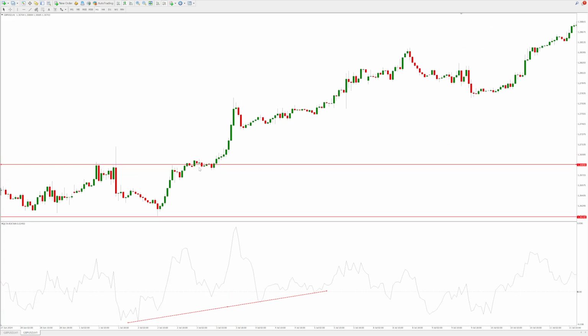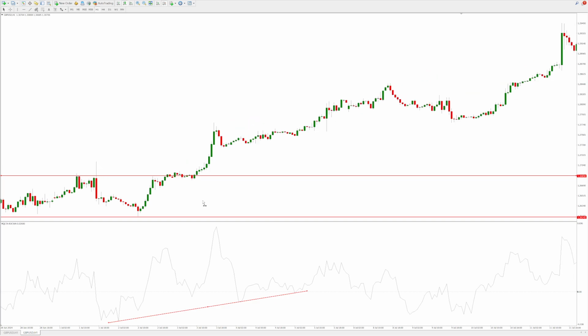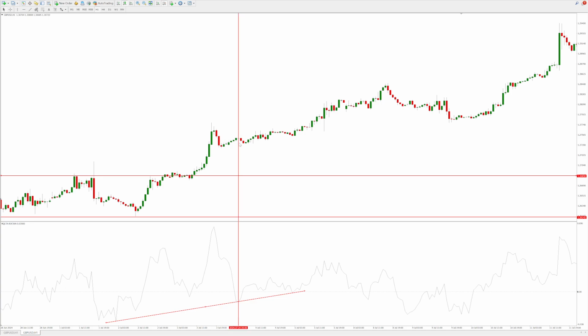Okay, so if you didn't want to take the initial entry, you wanted to see how things played out, you can also use the rate of change indicator to help you with that. For instance, if we wait for the breakout to occur here, then we have another pullback, as you can see, and again the bullish divergence is in place, suggesting there's plenty of momentum left in this move.